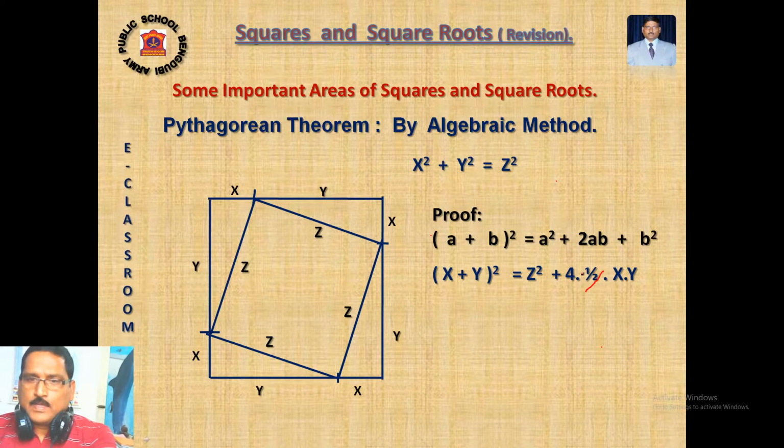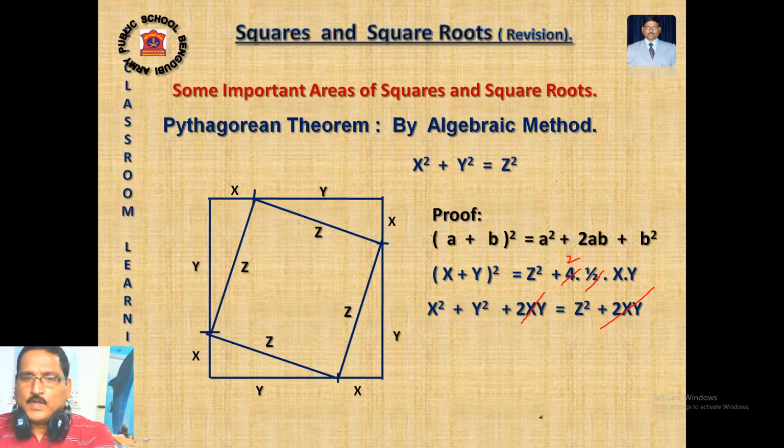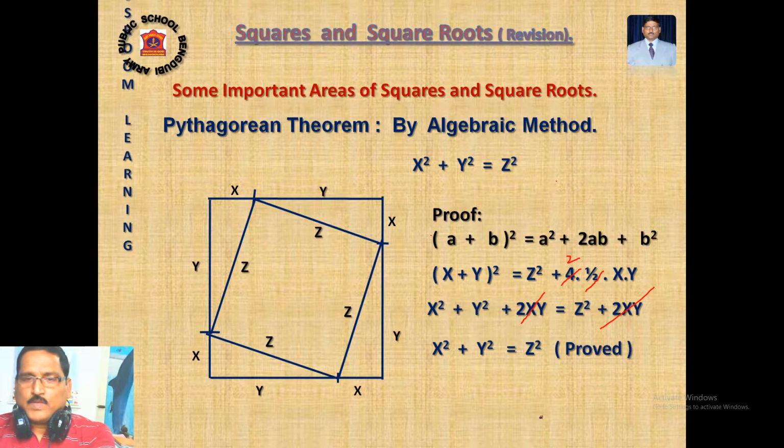This half and this 4, if I cut, I am getting 2xy. And if I expand this, x plus y whole square means x square plus y square plus 2xy. And the other side is z square plus 2xy. This 2xy and this 2xy cut. What am I getting? X square plus y square is equal to z square. That is the theorem. Are you clear?